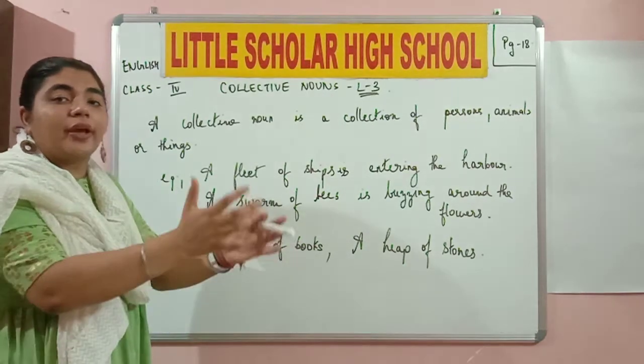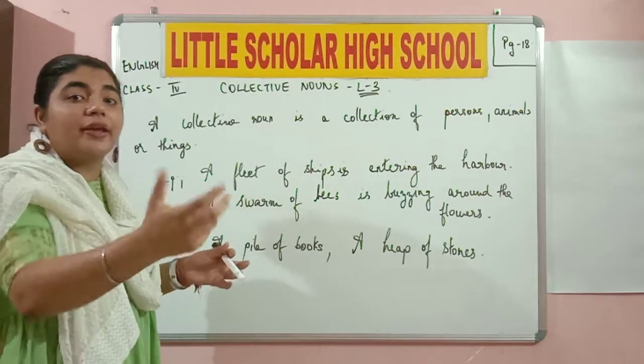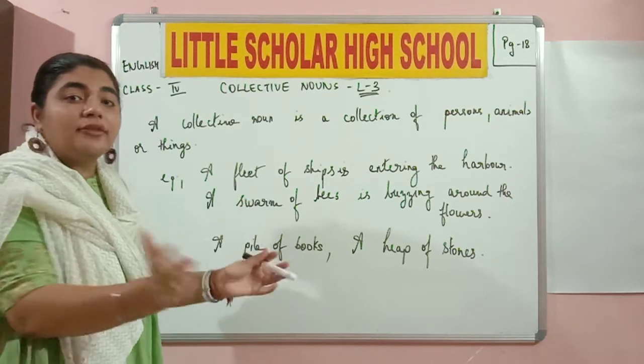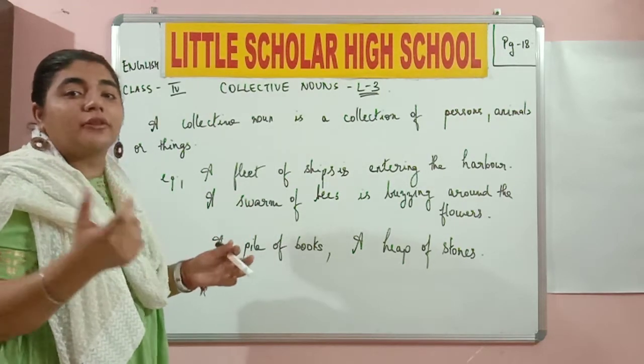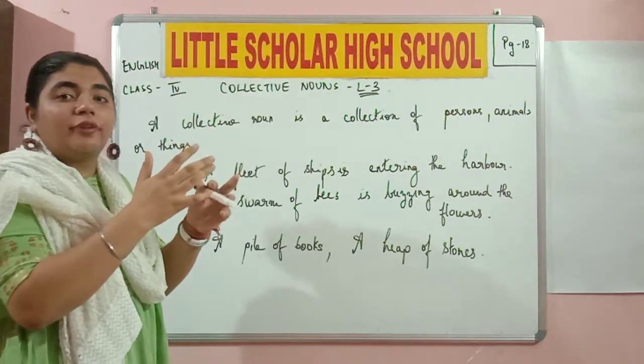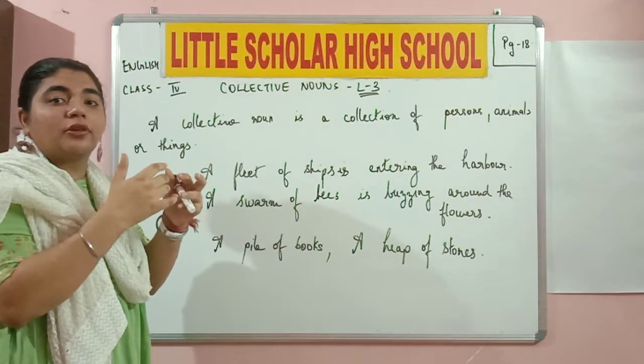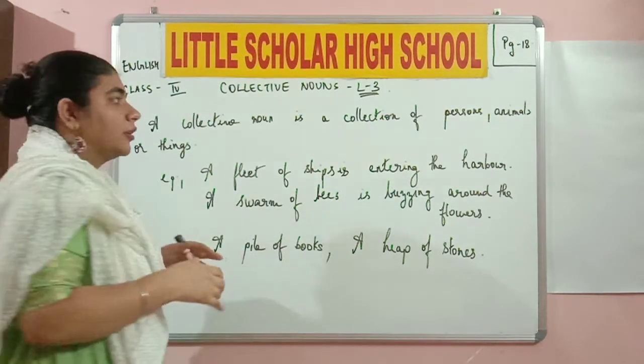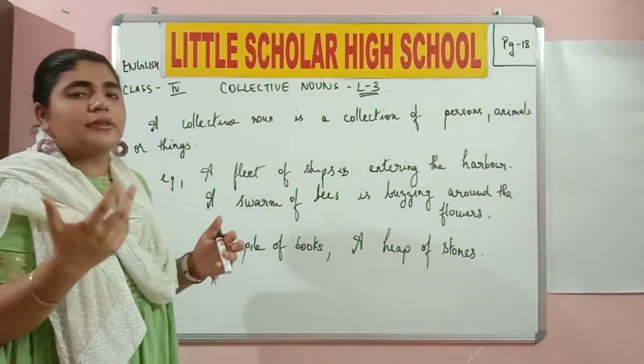What are the lions together called? The pride of lions. What are the ants together called? Army of ants, because they move in a certain way, they move one by one consecutively, one after the other. Okay, these are the simple examples.